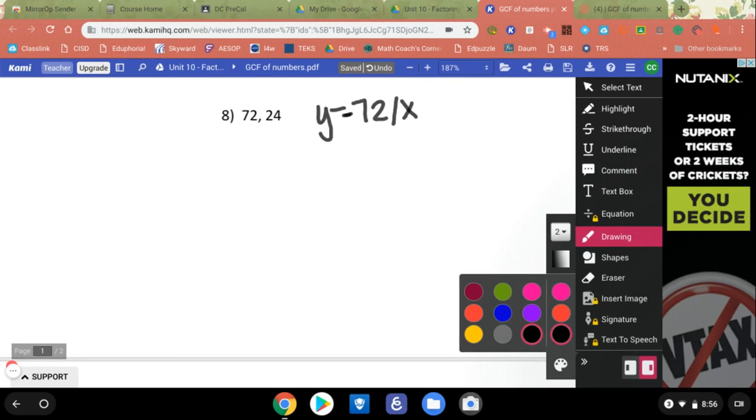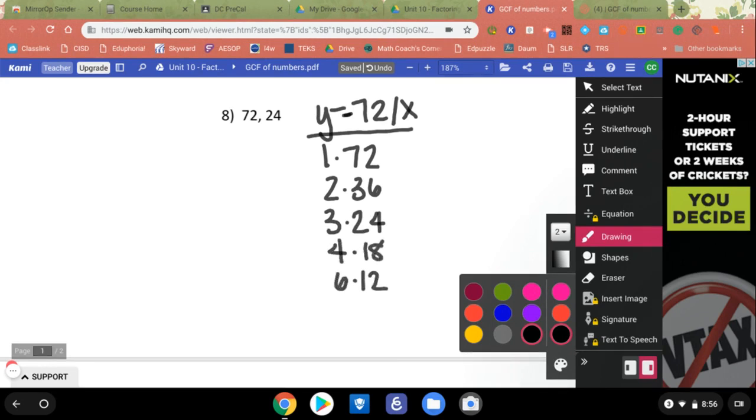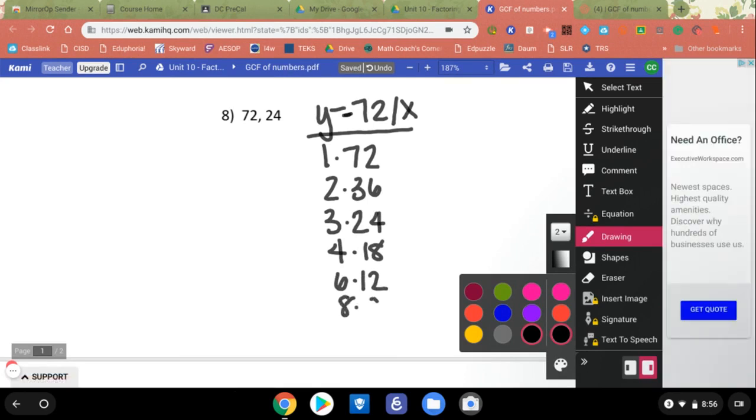I'm going to go look at my table and always start with 1. We're just listing out all of our numbers. 1 and 72. 2 and 36. Again, all of my whole numbers. 3 and 24. 4 and 18. 6 and 12. 8 and 9. And then the next set that shows up is 9 and 8. We'll already have that one, so I'm not going to do that twice.